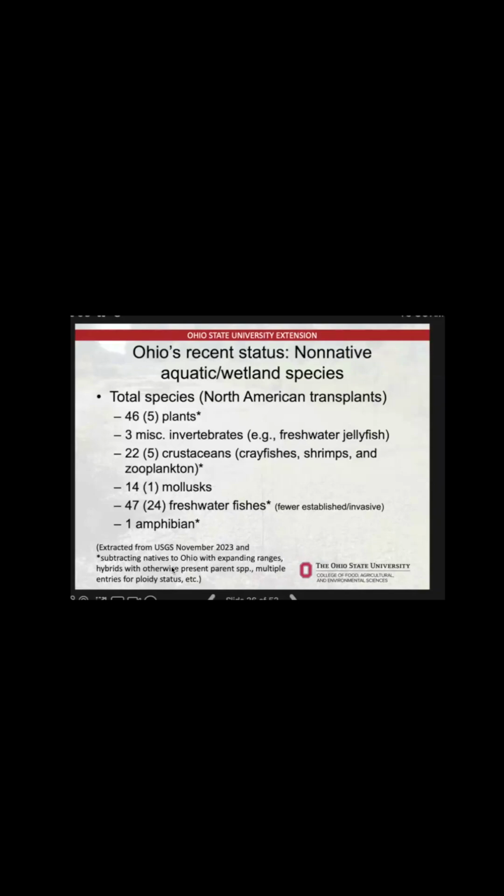Right. And there are some things I've subtracted, right? So for example, triploid and diploid grass carp are both listed on this database. So I've subtracted one to only represent that species once. So you can see the breakdown of what we got in Ohio by the numbers of types of organisms. Again, ask questions if you got them.